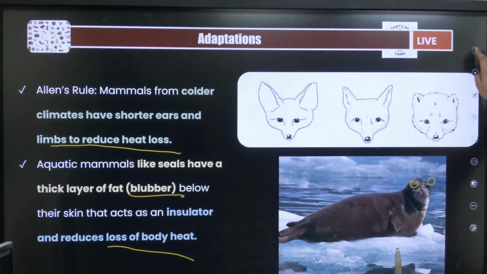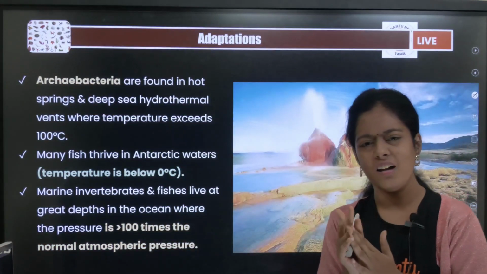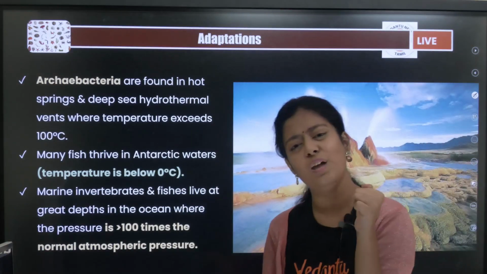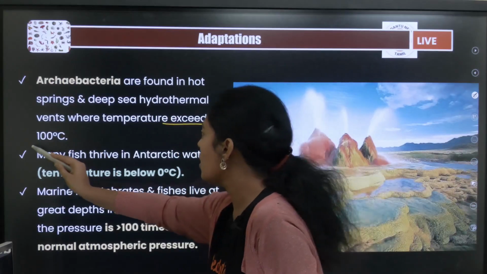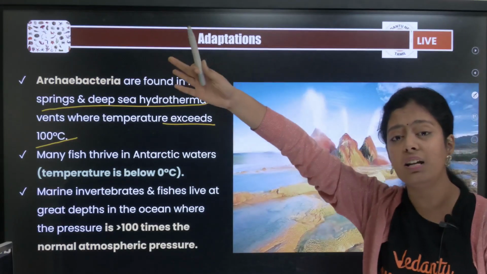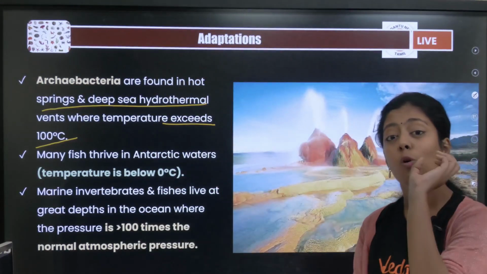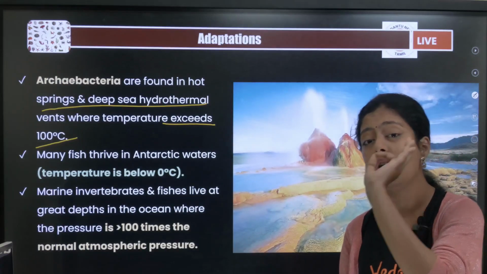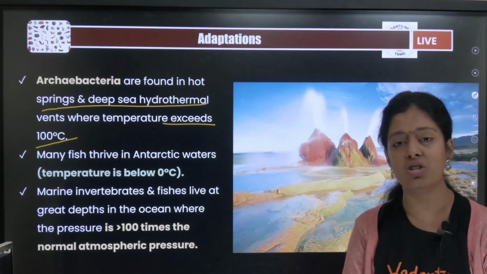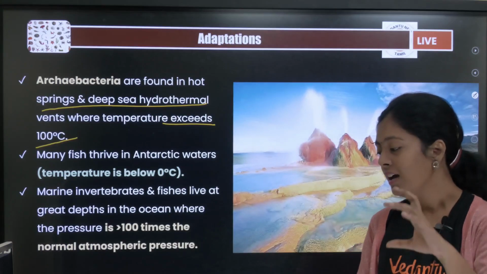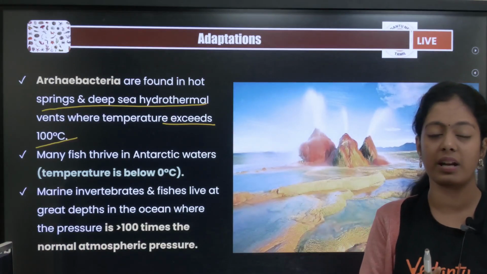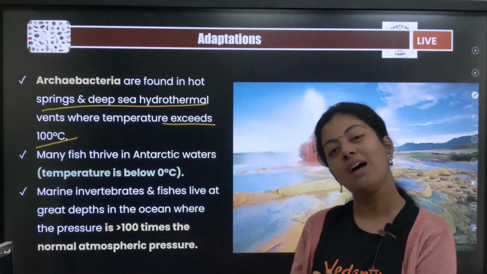Okay, yes. Next, archaebacteria. Archaebacteria are the first evolved bacteria, correct? So they can live in very harsh climatic conditions like thermal springs, deep sea hydrothermal vents where the temperature exceeds 100 degrees Celsius. A bacterium lives even at 100 degrees Celsius. We call them thermoacidophiles. Okay, and I have bacteria which survive in very, very salty conditions. We call them halophiles. Correct? There are many such bacteria which can survive very, very harsh conditions. So that's very important to understand how they have got adapted.